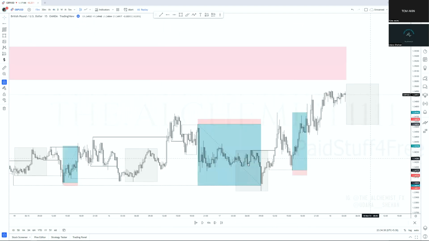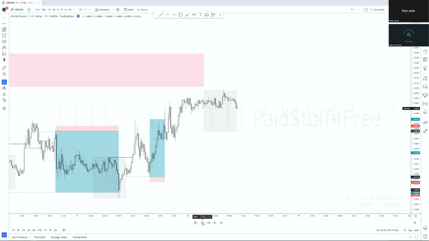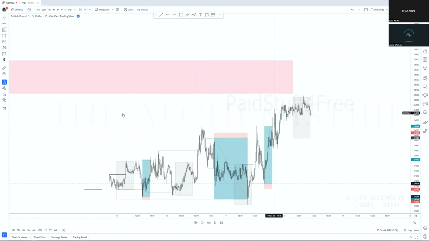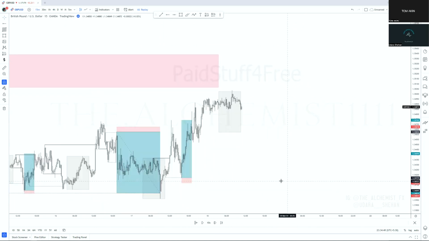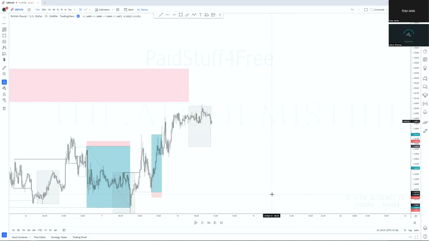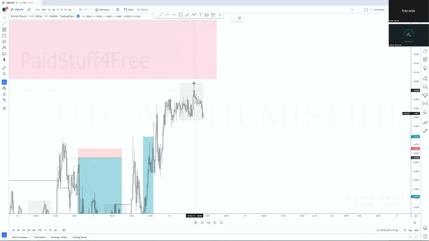Okay, so let's wait for Asia to end now. Let's wait. Okay. Now, if you remember, at the time we marked out this rejection block on the weekly and refined it to 4 hour, did we have any type of liquidity below it? No, right? We had nothing. It was just clean price action. But look what they did. They created an Asian high below it. Not random stuff. See that? Liquidity. Once again, liquidity. Asian high right below our point of interest.